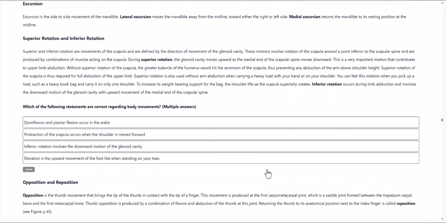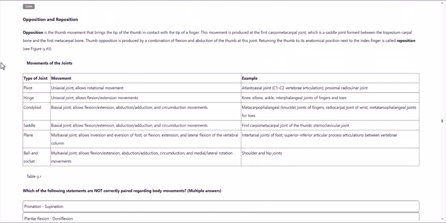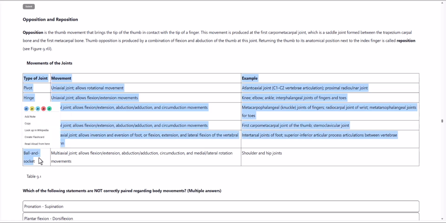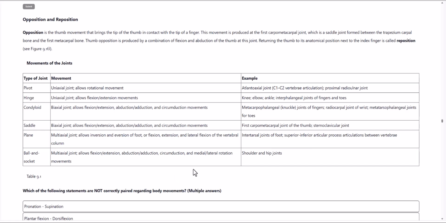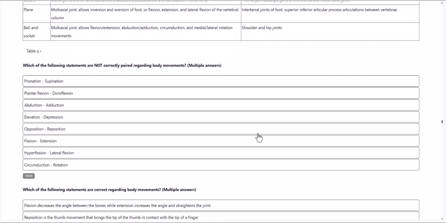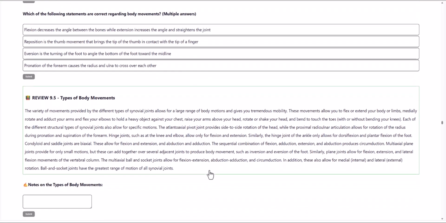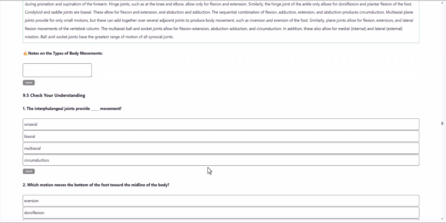So definitely spend a few minutes just walking through these animations to make sure it all makes sense to you. Again, we have our movements of our joints. Again, I'm only focusing on pivot, hinge, and ball and socket. The other ones you can ignore. And then make sure that you look at these questions to clarify everything.